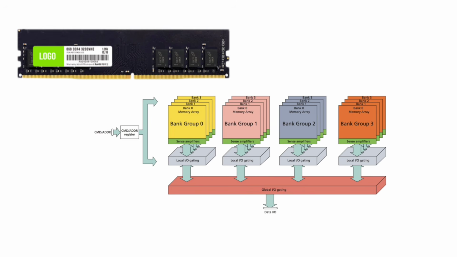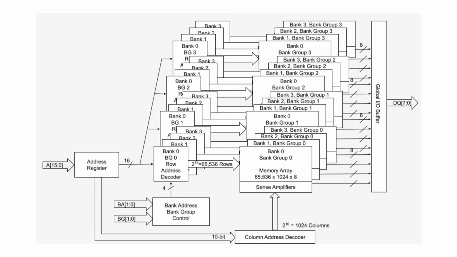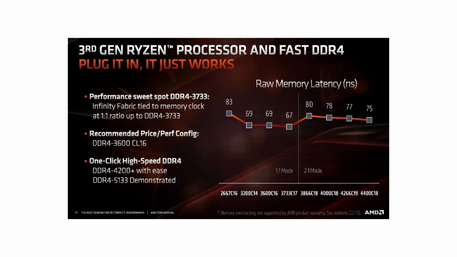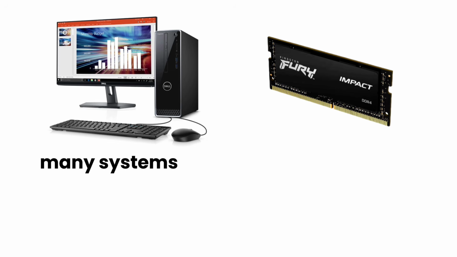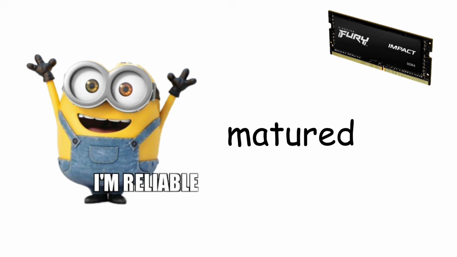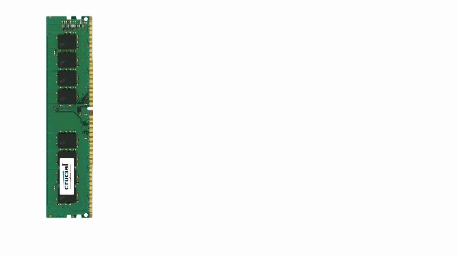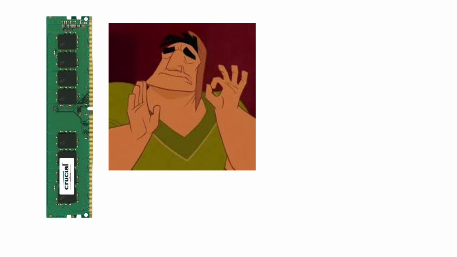DDR4 organized its memory banks into groups, which allowed for more parallel data access and reduced latency at the architectural level. This is the RAM that powered most of the world's computers through the 2010s and into the 2020s, and in many systems, it's still the standard. Reliable, mature, and well-optimized, DDR4 is kind of the sweet spot that most people never had to think about.